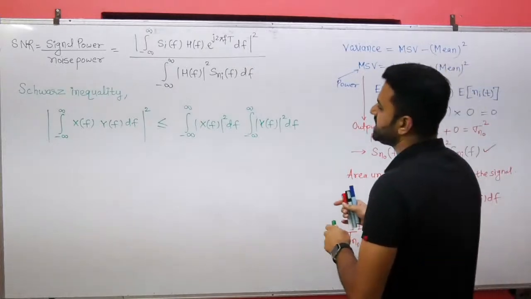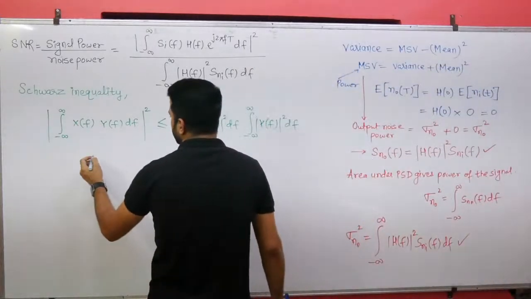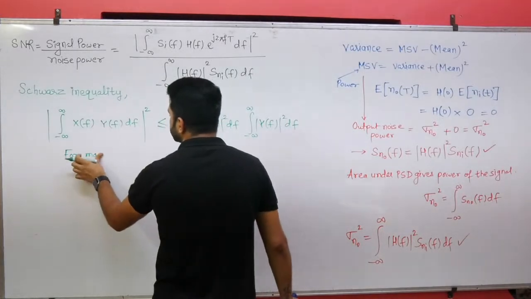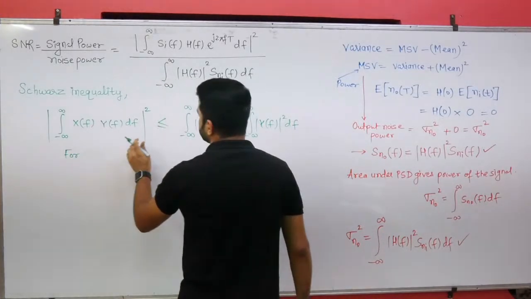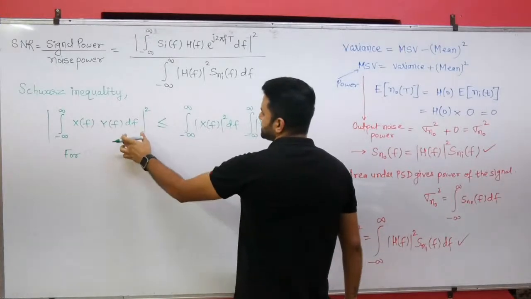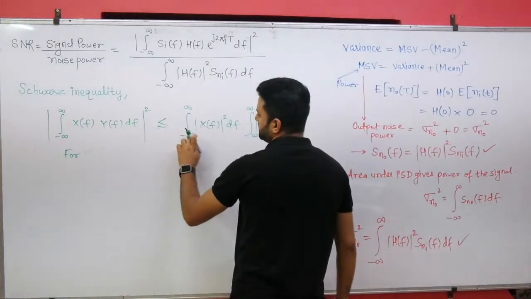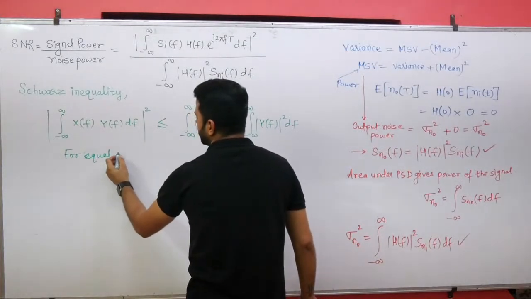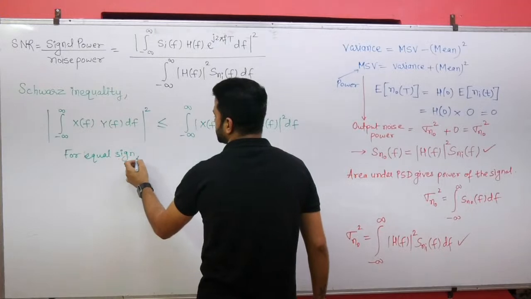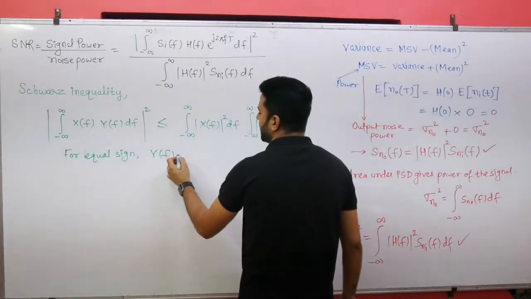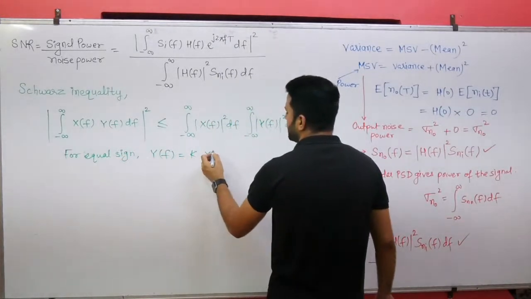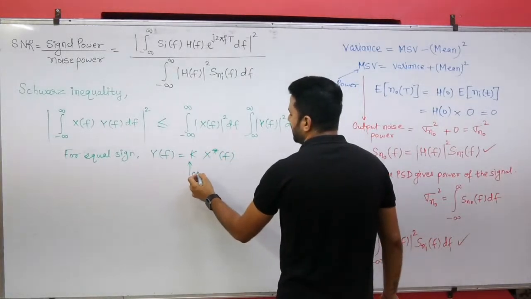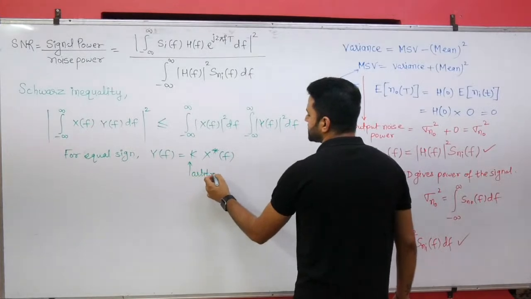So this is the inequality, and here we have written the less than or equal value. This term can be equal to this term, for the equal sign, when Y(f) is k times the complex conjugate of X(f), where k is some arbitrary constant.